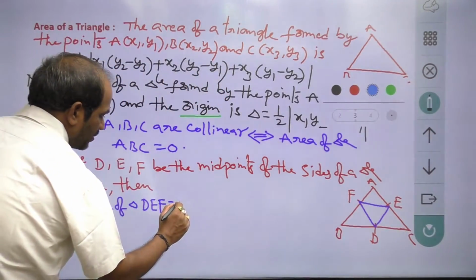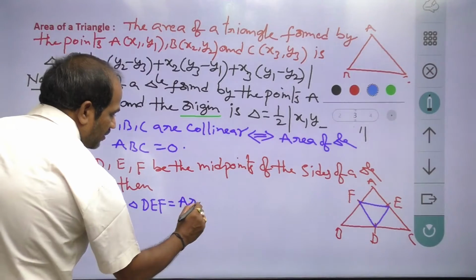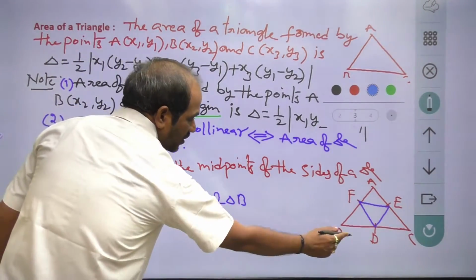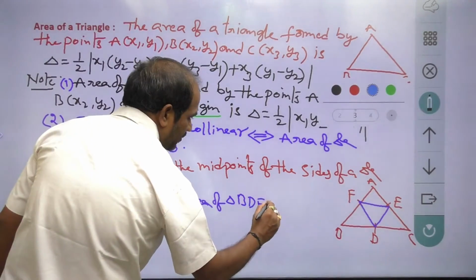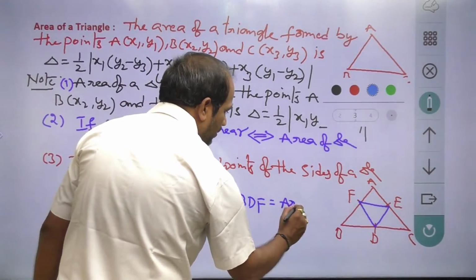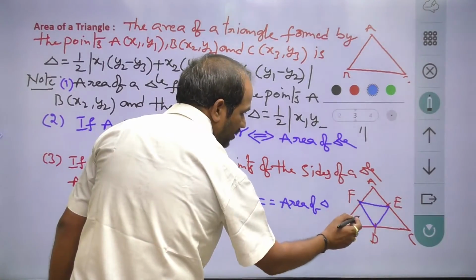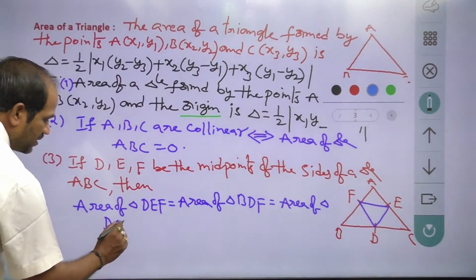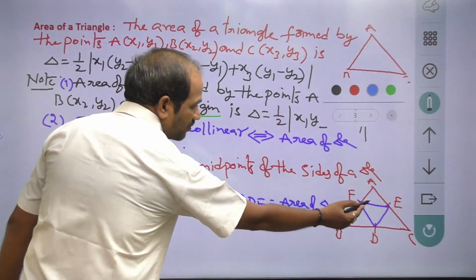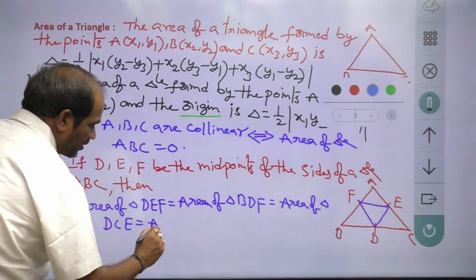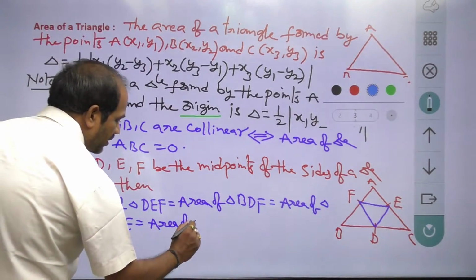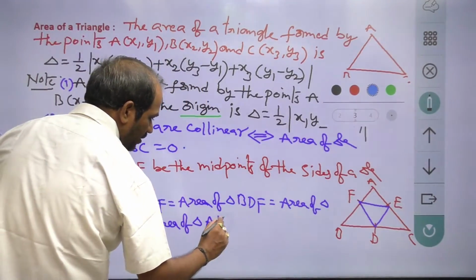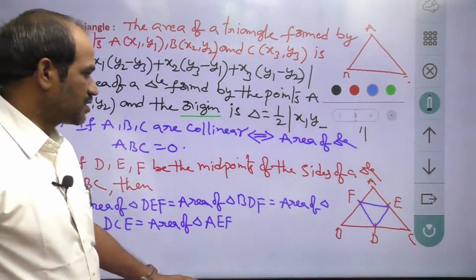Next, the area of triangle BDF. Then the area of triangle DCE. Then the area of this triangle, AEF. See here, these two areas are equal.